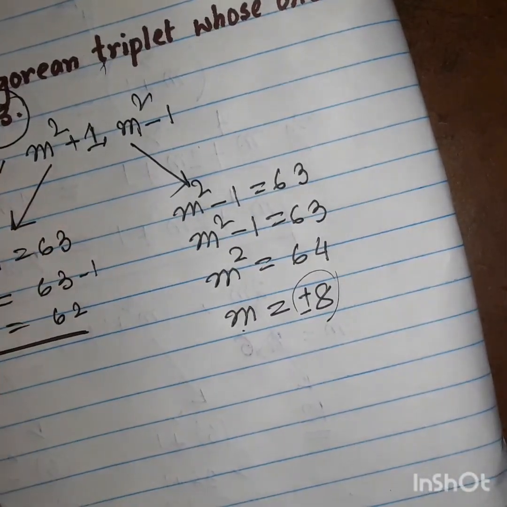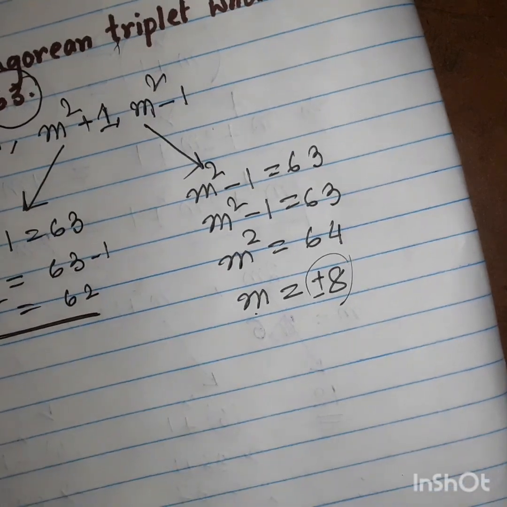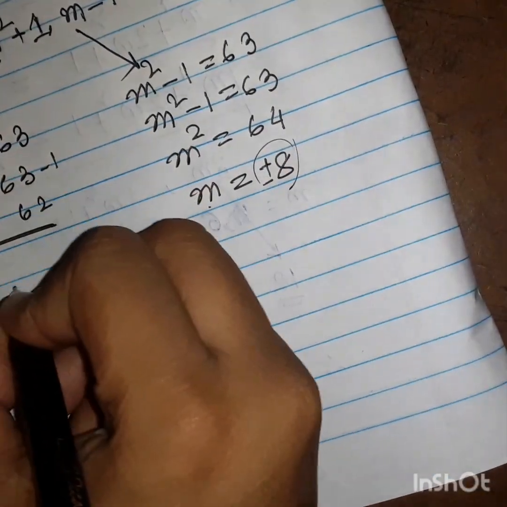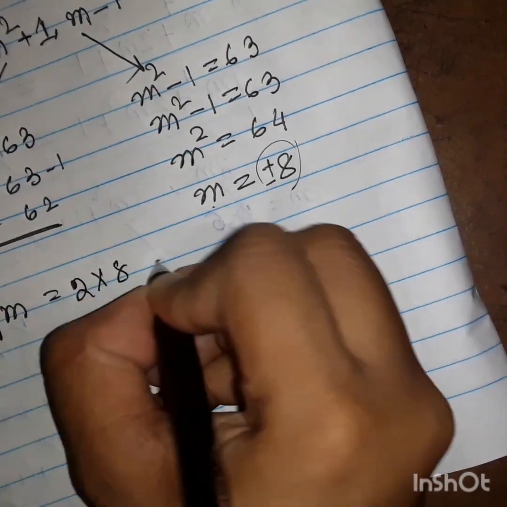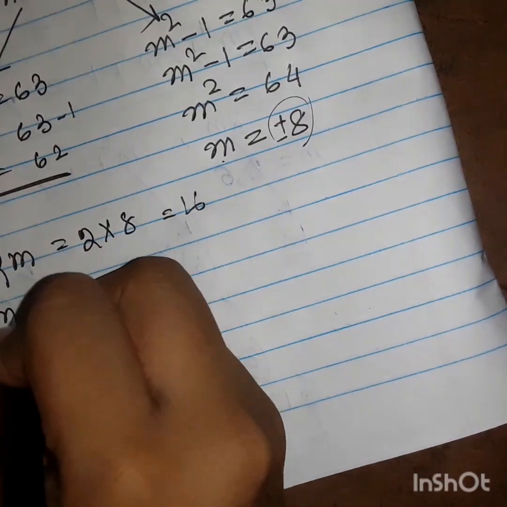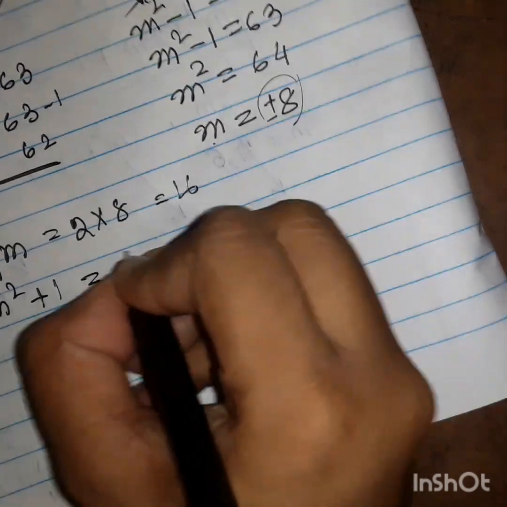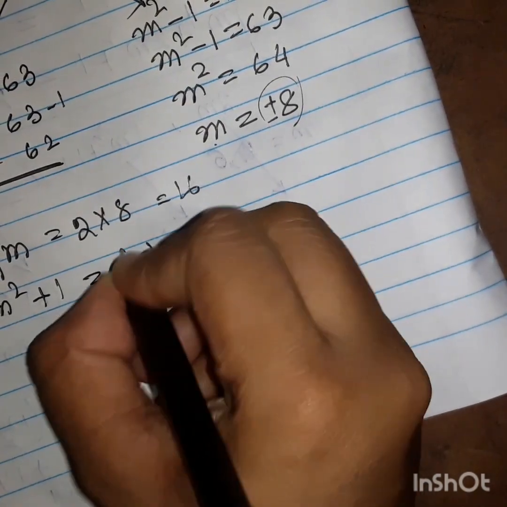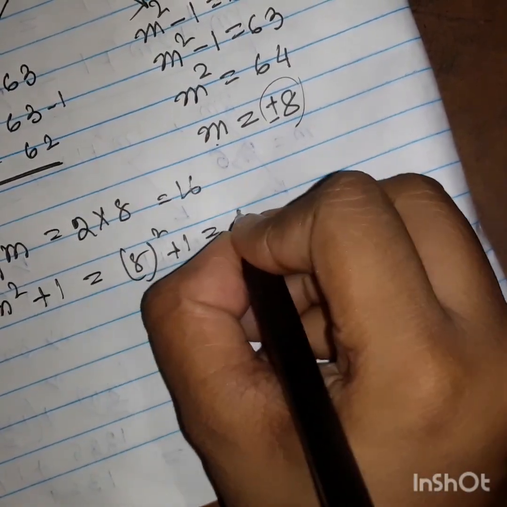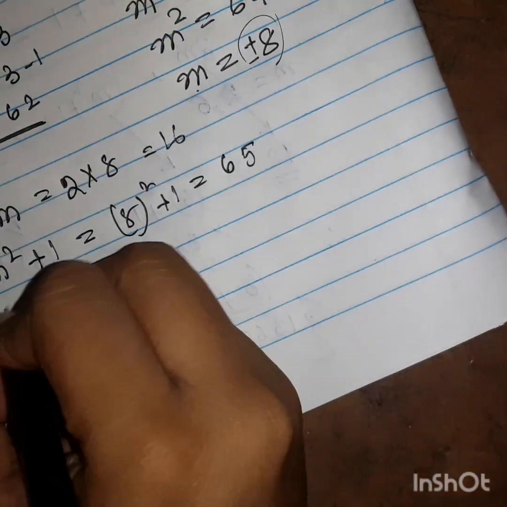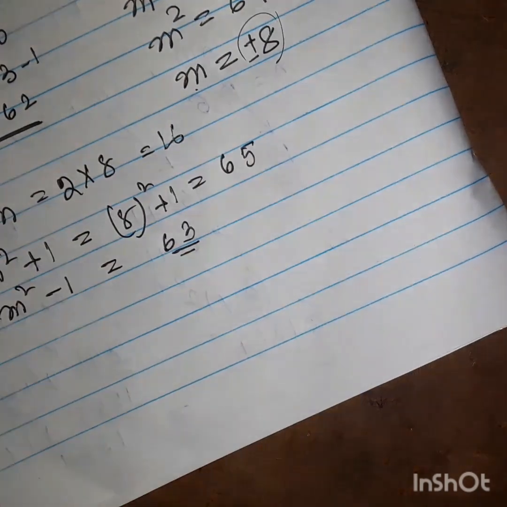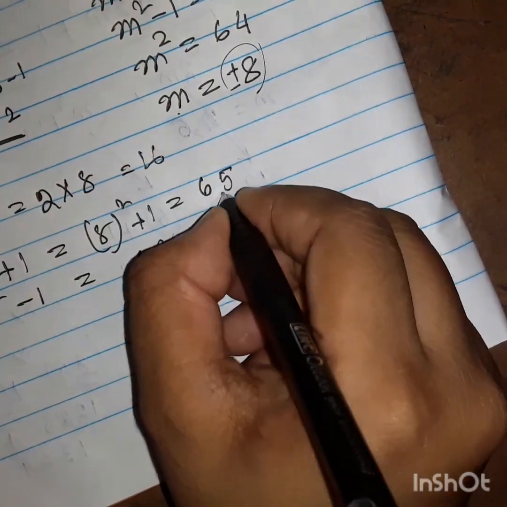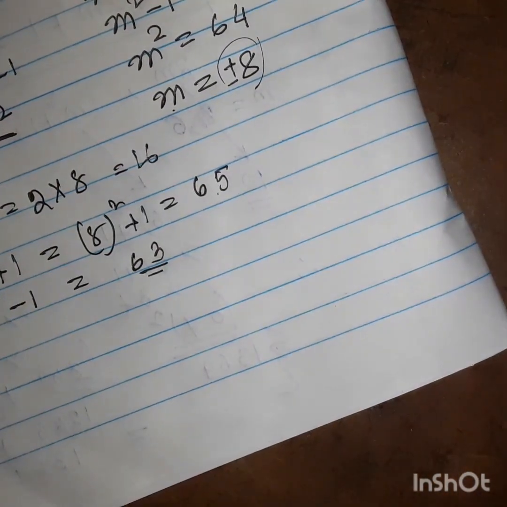So by putting the value of m, we can easily find this Pythagorean triplet. How? One number will be 2m, that is equal to 2 into 8, that's equal to 16. Next one is m square plus 1, that became 8 square plus 1, that is equal to 65, and m square minus 1, which is equal to 63. It was given. So 16, 65 and 63 will be the Pythagorean triplet.